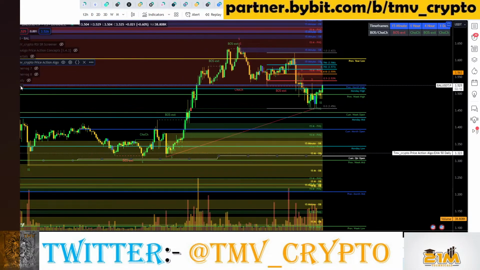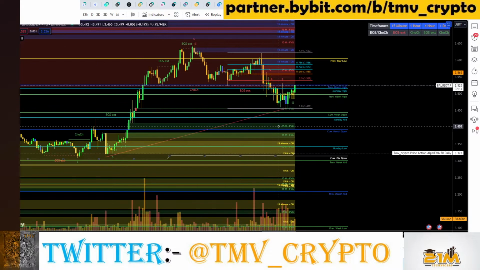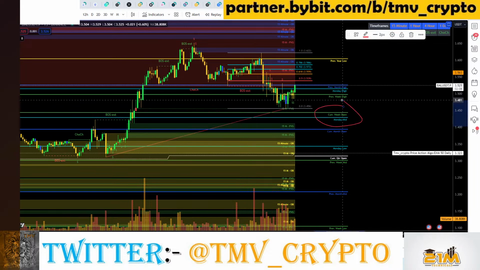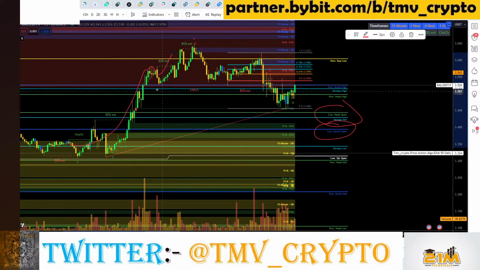And once you open the algo, what you see here is good. The divergence literally happened when we were above the current weekly open and Monday main. We have current monthly open support as well, and a lot of support here. We also have the whole trend bullish, with the boss ext and everything, and then suddenly we got a chop here, and the price action algo shorted here, dumped.